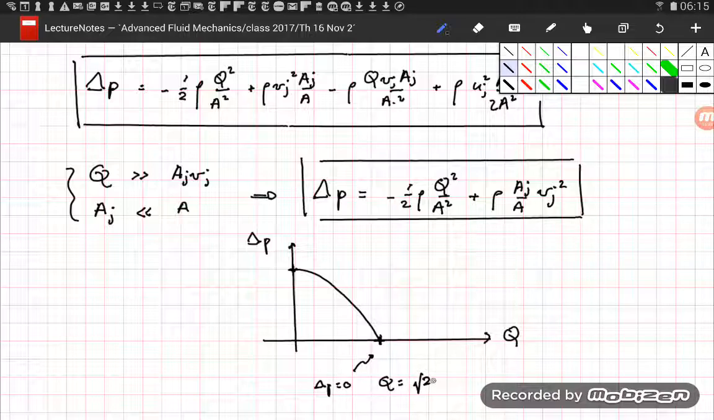This maximum volumetric flow rate, when delta P is equal to 0, is equal to the square root of 2 times Aj times A times Vj squared. And conversely, there is a maximum delta P against which you can no longer push. Then there is no more volumetric flow rate, and delta P is equal to rho Aj divided by A Vj squared.